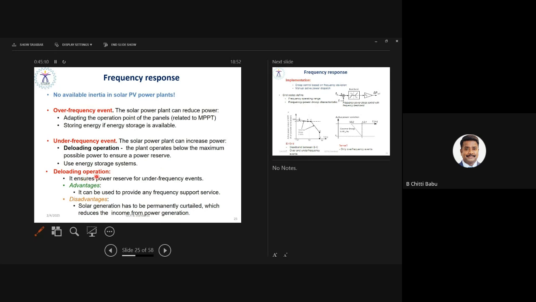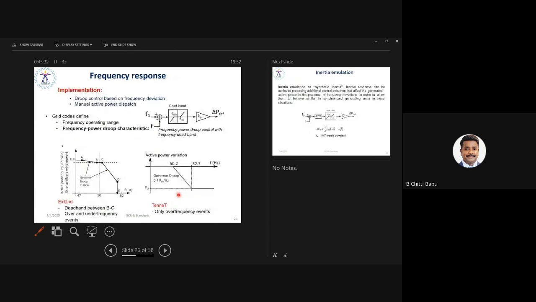Sometimes the deloading operation can use power reserve for under frequency. Sometimes we use frequency supporting services. The disadvantage is that it sometimes reduces the income from the power generation, and because we have less source power from the solar photovoltaic, it may not be able to meet the demand. This may reduce the income from the power plant.